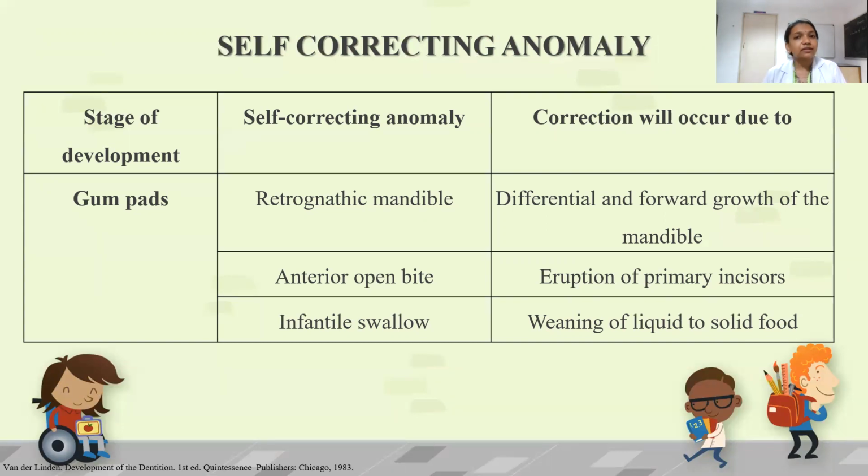Anterior open bite. Because there are no teeth present, naturally there will be an anterior open bite, and this will be corrected by the eruption of primary incisors. Infantile swallow. In infantile swallow, the jaws are apart and the tongue will be posed between the jaws. This helps the infant in suckling. So this is corrected when the child weans off of the liquid diet and goes on to have semi-solid and later on solid diet. The infantile swallow will be gradually corrected to the mature adult swallow pattern.